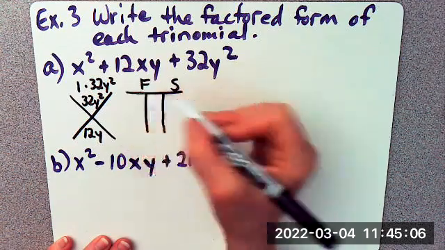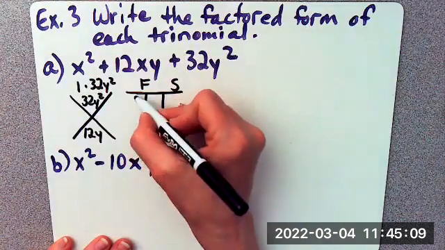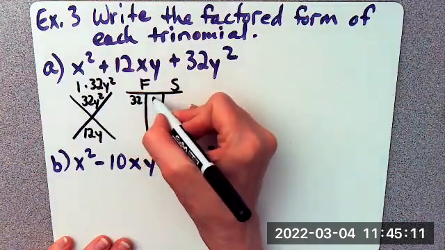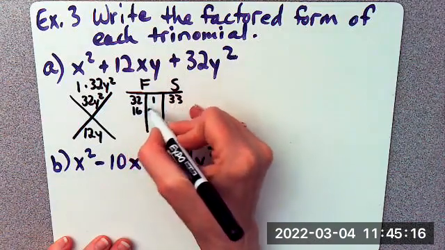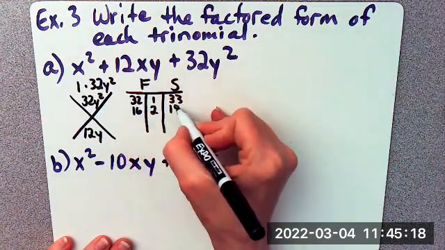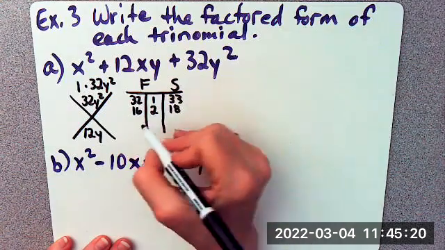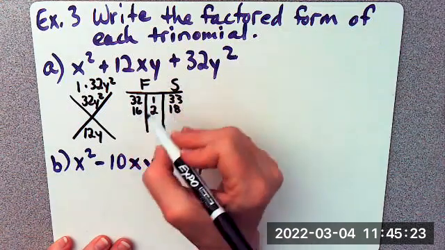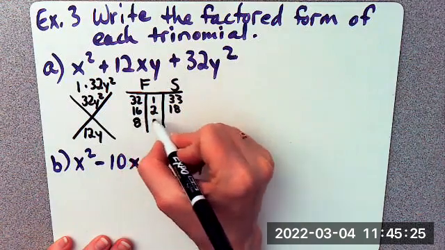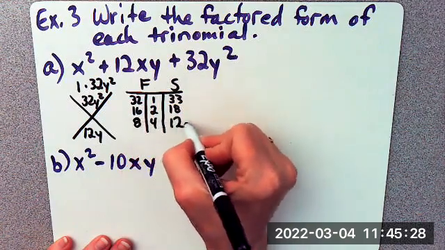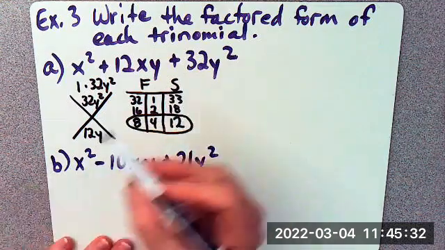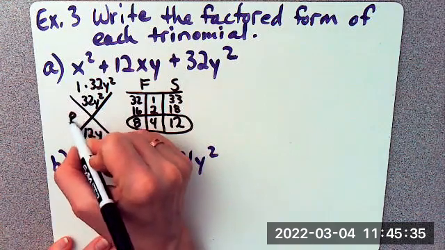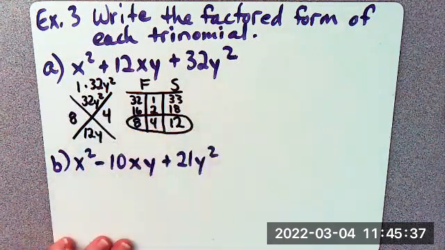Okay, we know we're dealing with only positives. So the factors of 32 are 32 and 1, so that's 33. Then we have 16 times 2, which gives us 18. And we also have 8 times 4, which gives us 12. So that's what we're looking for. And one of these has a y. So we have 8 and 4, and one of them has a y. We do not know which one yet.